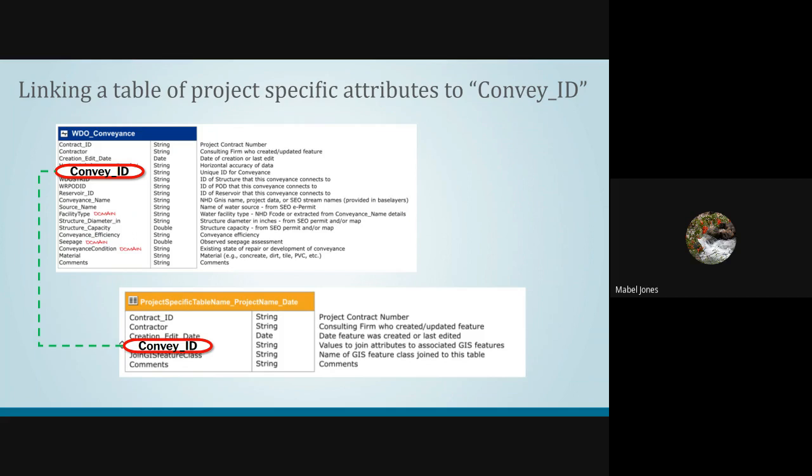The table templates do include the standard fields to track the origin of the data, including contract ID, contractor, and creation end date. Then by populating the join GIS feature class, you will indicate which feature class this project-specific table will link to. It's a bit more work to organize the data in this way compared to just tacking on extra attributes to the existing feature class. But we do it this way, as was mentioned before, so that we don't lose data whenever it is merged into the master data geodatabase.